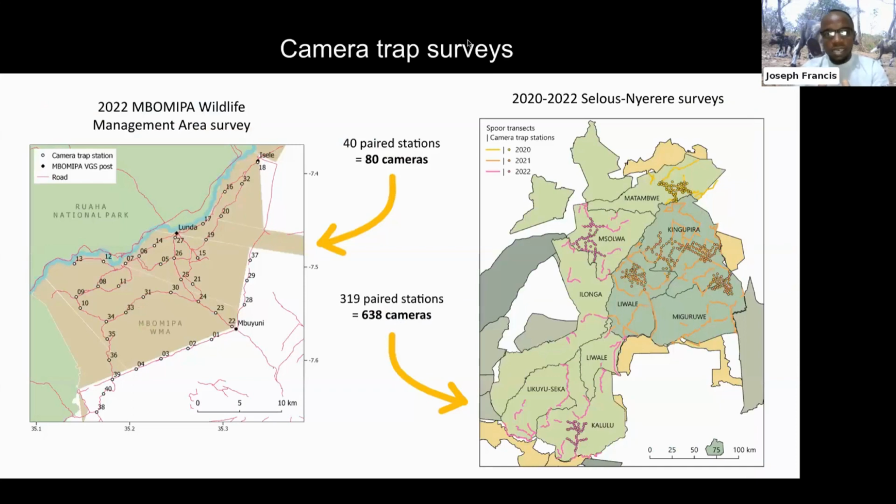During our survey last year in Mbomipa Wildlife Management Area, adjacent to Ruaha National Park, we had 40 cameras, which were organized in 40 stations. However, our survey conducted in the Selous-Nyerere landscapes between 2020 and 2022 comprised over 300 stations, amounting to a total of more than 600 cameras. This approach allows us to gain robust data and valuable insight into the ecosystem and the species inhabiting the area.